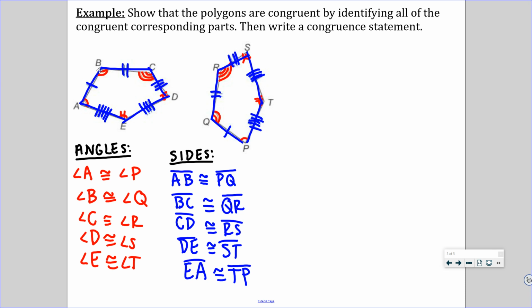Okay, so there's the first part. Show that the polygons are congruent by identifying all the congruent corresponding parts. So all the angles and the sides. Then write the congruence statement.